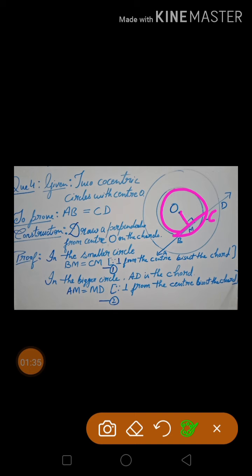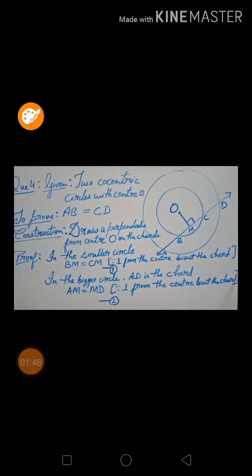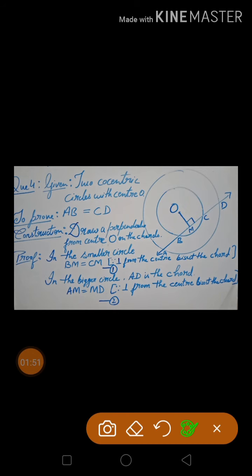OM is the perpendicular, and we know that a perpendicular drawn from the center bisects the chord, means we can say that BM is equal to CM. So that same thing we are writing here. In the smaller circle BM is equal to CM, and the reason we'll write is the sign of perpendicular. So I have written in short that perpendicular from the center bisects the chord.